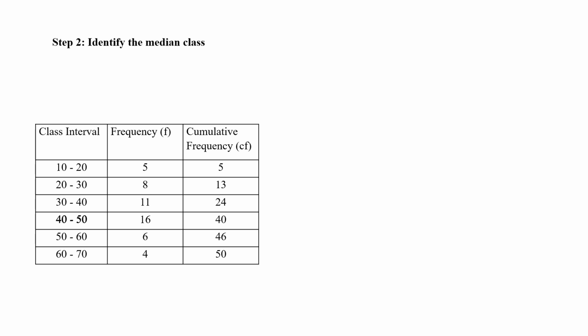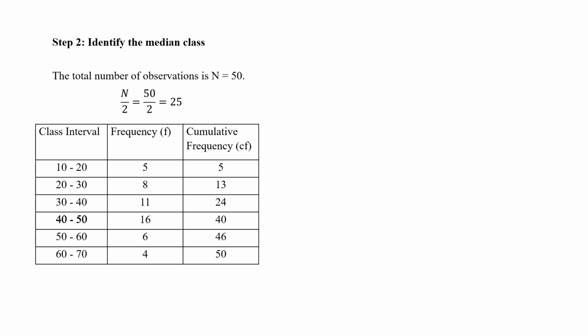Step number 2 is to identify the median class. The median is the middle value of a data set. For grouped data, the class interval that contains this middle value is called the median class. First, find the total number of observations, which here is n equals 50, the sum of all frequencies. Calculate n divided by 2, which gives us the position of the median in the data set. Here 50 divided by 2 is 25.